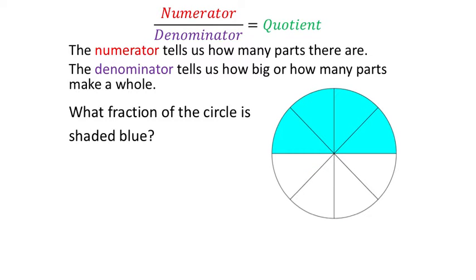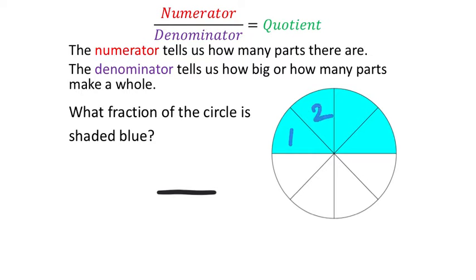So let's write a fraction for this one, and there's a few different ways to do that. Although I think we'll see some of those examples later. Okay, so it just wants to know what fraction of the circle is shaded blue. So I'm going to start my fraction line like this. Okay, so I'm going to put a numerator here and a denominator there.